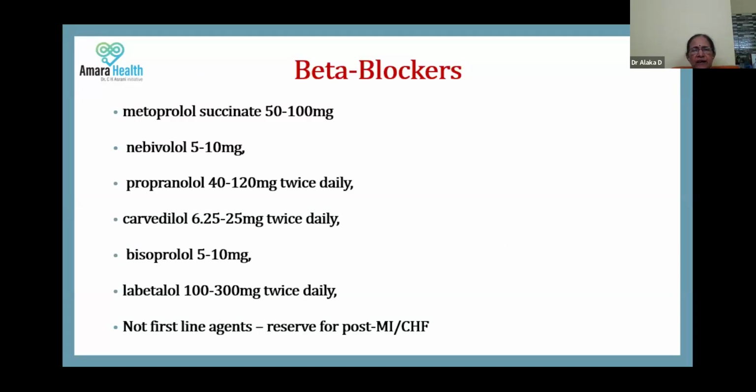Metoprolol dose is 50 to 100 milligrams. Nebivolol is 5 to 10 milligrams. Propranolol 40 to 120 milligrams twice daily. Carvedilol, these are the new beta blockers, much safer with no side effects. Carvedilol 6.25 to 25 milligrams twice daily. Bisoprolol 5 to 10 milligrams and labetalol 100 to 300 milligrams twice daily. So these are the beta blockers.